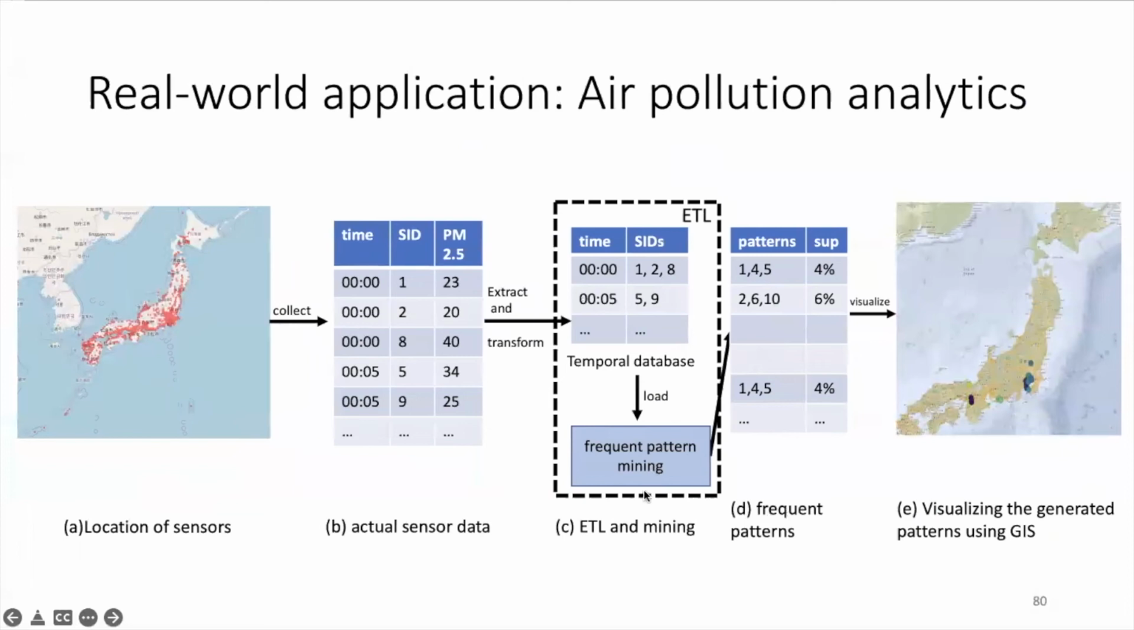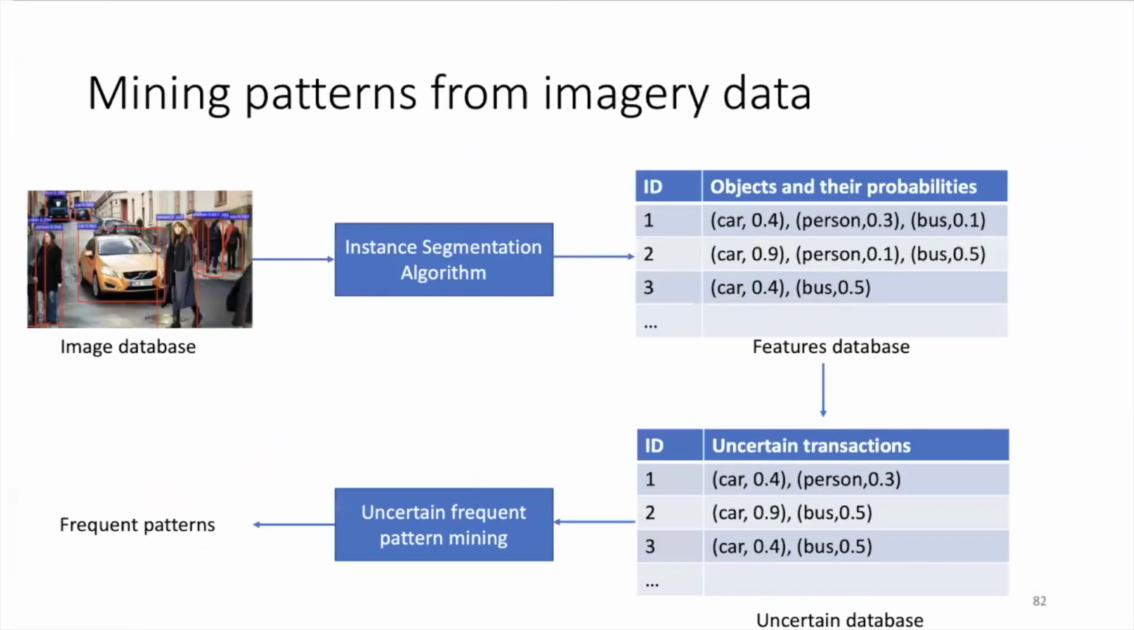Now coming back, so we have discussed air pollution analytics. Now we will discuss another interesting application of how machine learning can be used along with PAMI to discover knowledge hidden in the data.